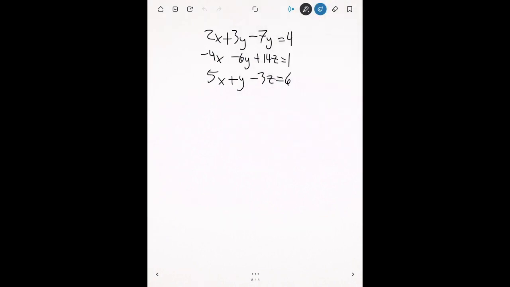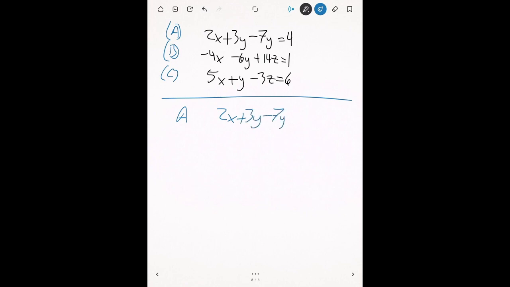So we first should label these A, B, and C. Step 1, let's pick two of these equations and cancel out a variable. I don't know, let's take equation A, which is 2x plus 3y minus 7z equaling 4. And let's take equation B, which is negative 4x minus 6y plus 14z equals 1. Again, it doesn't matter which two equations you pick, just pick two and cancel out a variable.